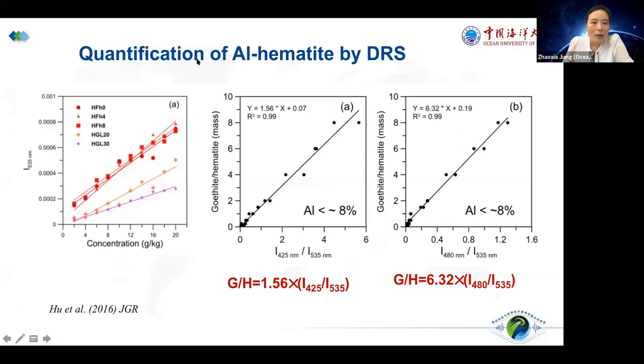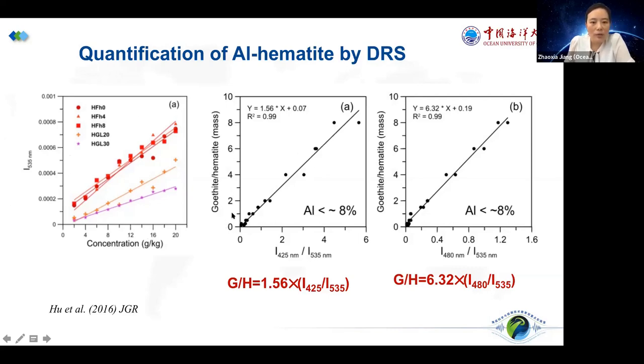Also, there is another way for quantification of hematite by DRS. This is a study by Peng Xiang from GGR. We can see that they synthesized aluminum hematite with different aluminum content. We can see that for samples with aluminum content below 8%, the DRS intensity is nearly the same. So it means that this intensity is very stable with aluminum. So for these samples, the DRS intensity can be used for the quantification of goethite or hematite.